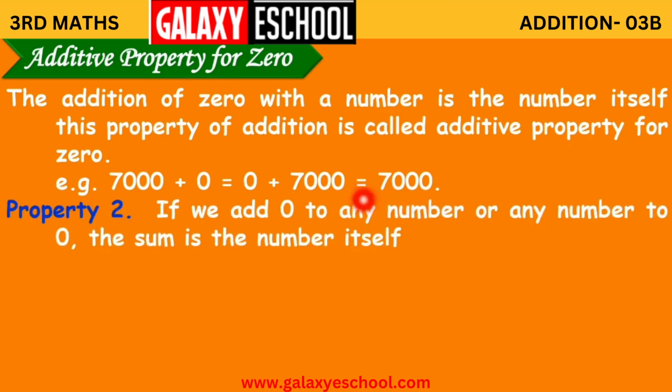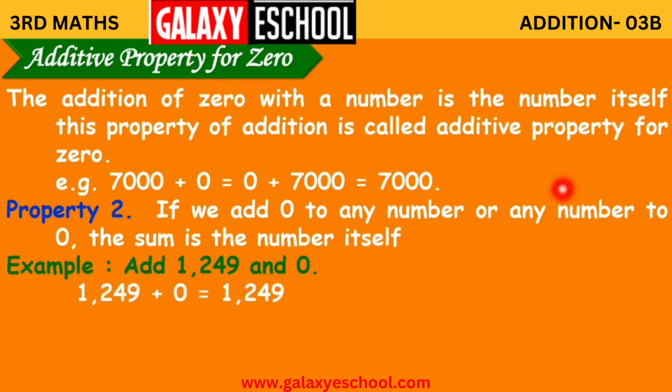Now this is called our additive property of 0. If we add 0 to any number or any number to 0, the sum is the number itself. Clear students? This is very easy, right? We have already done this in the previous classes. Now what are they asking us? To add 1249 and 0. So 1249 plus 0 becomes the number itself, which is 1249.